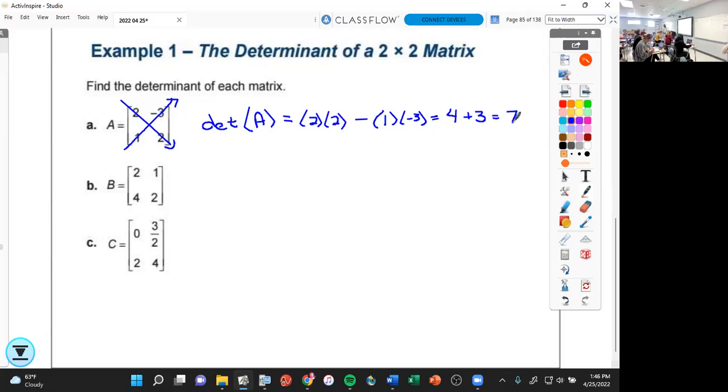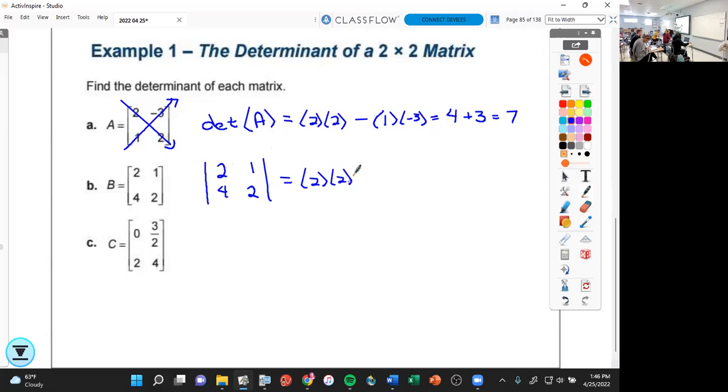Okay. Part B, I want the determinant of the matrix containing 2, 1, 4, 2. What do we get? -4 times 1. So it's 0. Perfect. So 0 is the determinant? Yes. Okay. 0 is the determinant. Can we have a 0 determinant? Yes. Can we have a positive determinant? Yes. Can we have a negative determinant? Yes. It's when you take the down diagonal and you subtract.